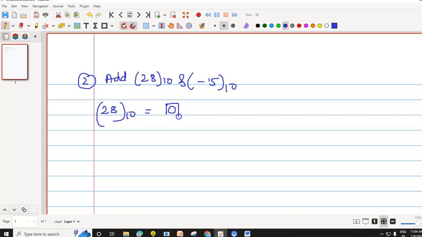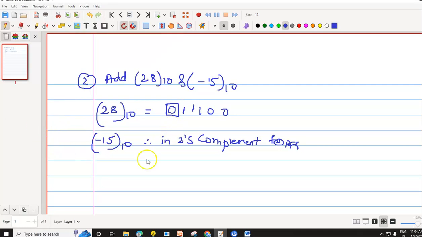It is 0, this represents the sign, 1 1 1 0 0, right? Now you want to represent minus 15, which is in decimal, in 2's complement form. So how do we represent the number in 2's complement? Very first you write down the number in binary form, then you take 1's complement and then you add 1 to it, right? So to represent minus 15, first we will represent plus 15.